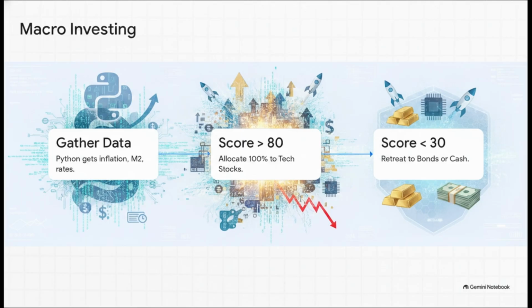Step 3. If that score drops below 30, it signals a strategic retreat to bonds or cash. The crucial point here, the machine instantly processes millions of data points that would take you weeks to read, but you, the retail trader, get to manually execute that final decision.